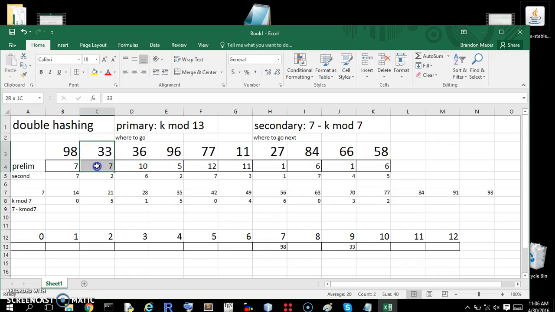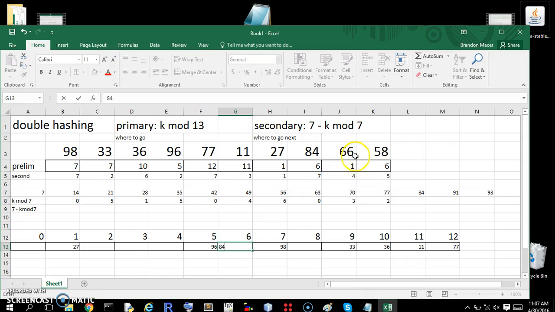And that's the point of double hashing, which hopefully we'll encounter a few more times so that you can see it in action. Also, we're going to need to jump to 0 when we get too far, but we'll get there. 36 goes to 10. 10 is available, so 36. 96 goes to 5. 5 is available. 96. 77 goes to 12, which is available, so 77. 11 goes to 11, which is available. 27 goes to 1, which is open and available. 84 goes to 6, which is available.